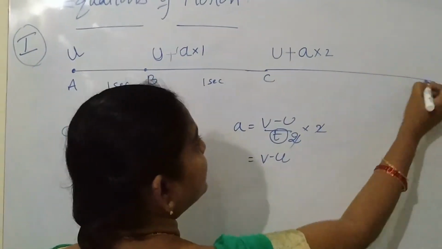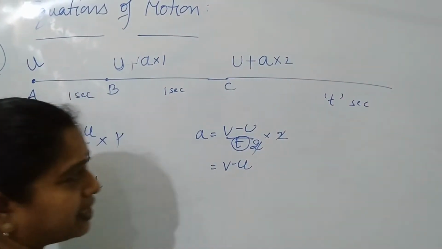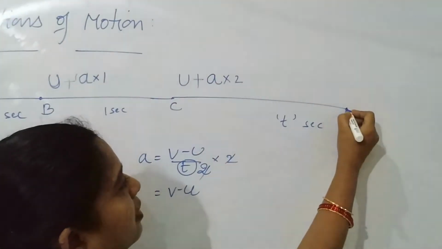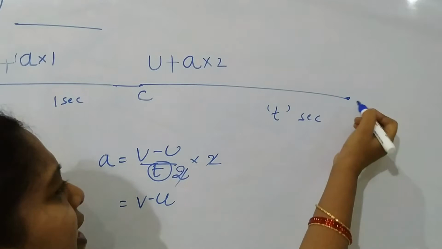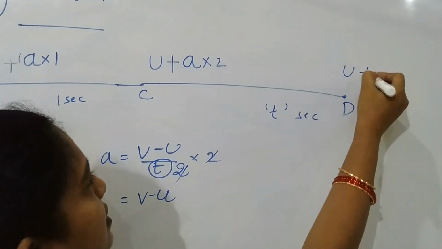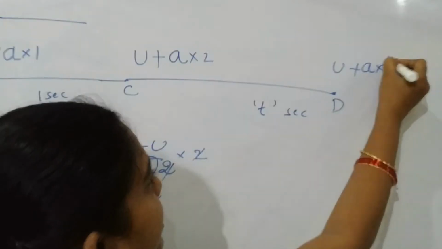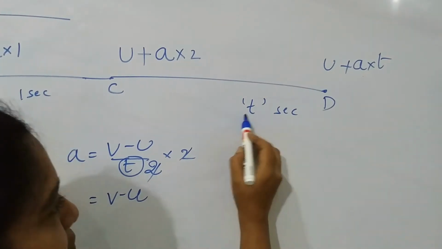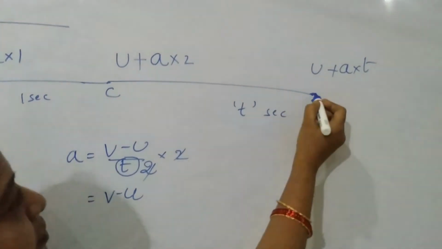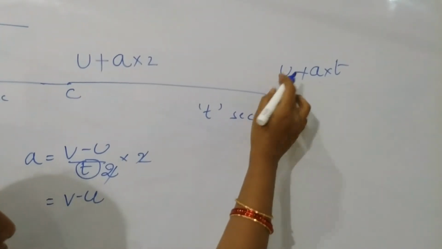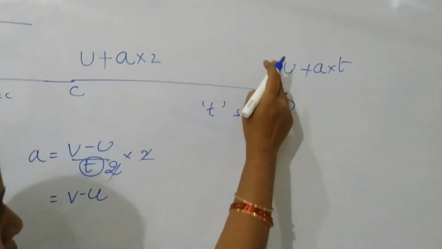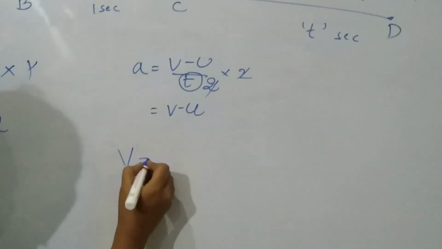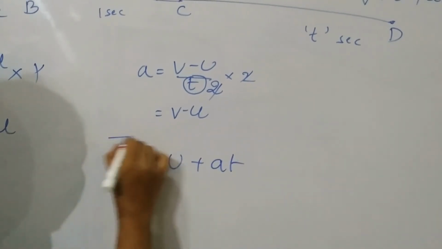So after t seconds, this t can be anything, you can take 5, 6, 7, anything. What is the velocity at any position D? u plus something. That something is a into t, the uniform acceleration a into the time interval after t seconds. So this is the velocity at the position D. This becomes the final velocity v. So what is the final velocity? v is equal to u plus a into t.